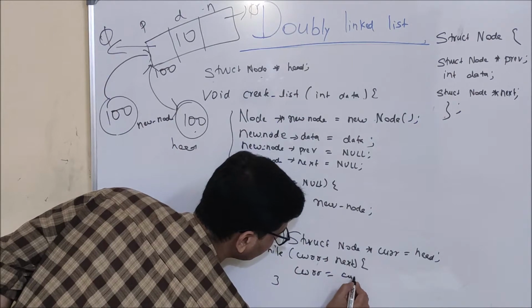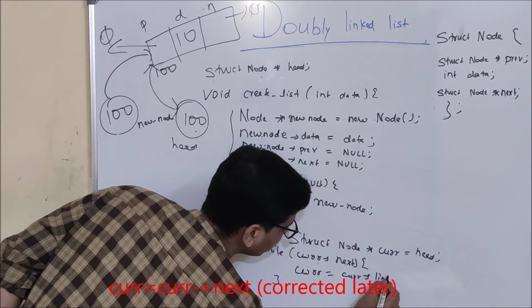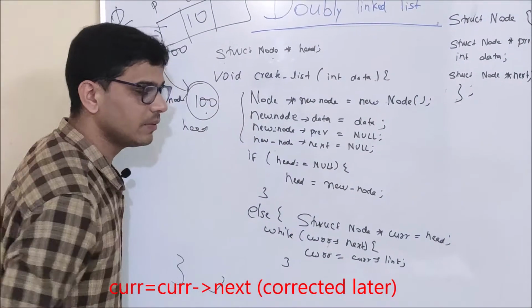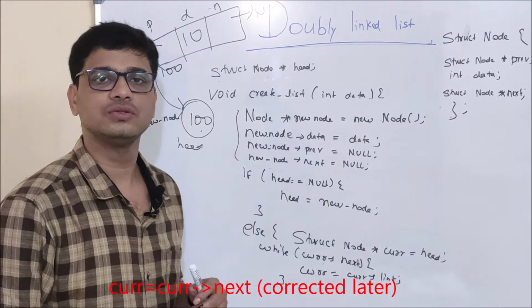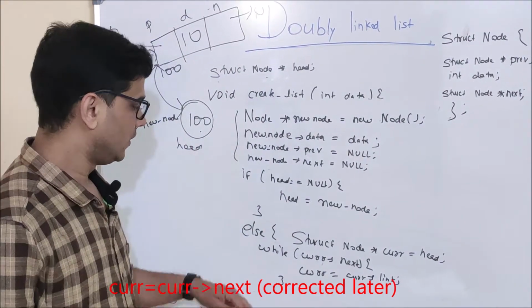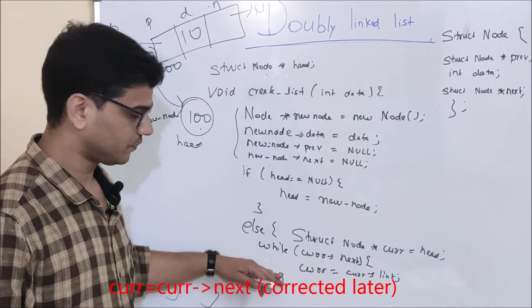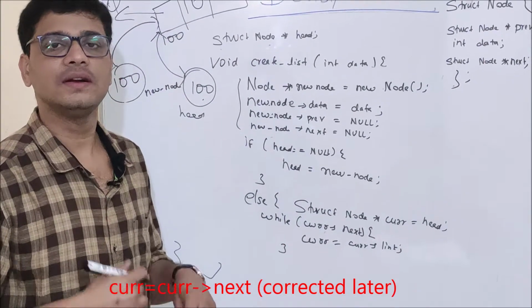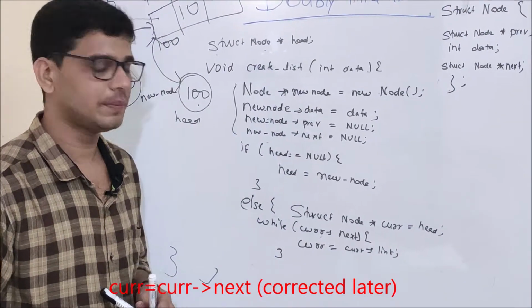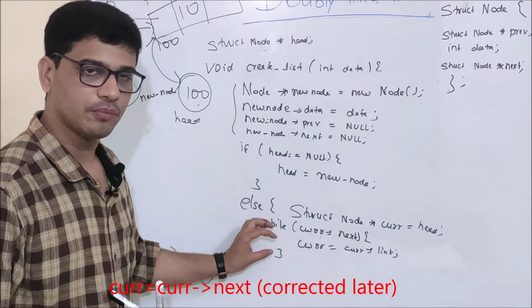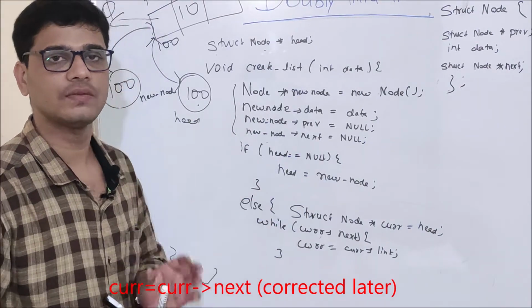Cur is equal to cur dot link. Basically, I am using this while loop to traverse to the end of the linked list. That is, when this while loop terminates, what is going to happen? This cur pointer will hold the address of the last node.